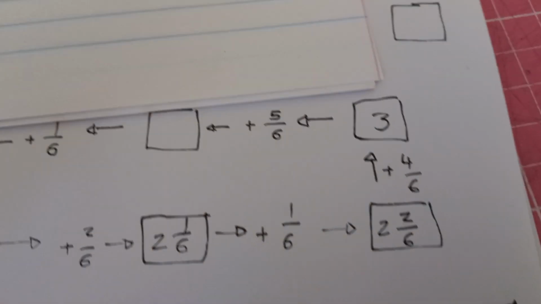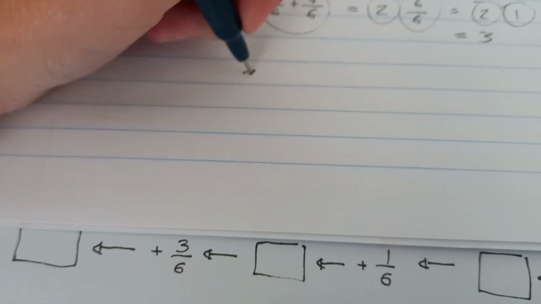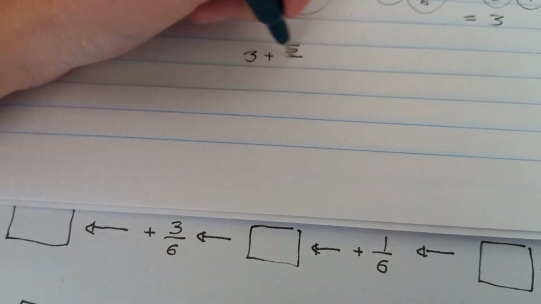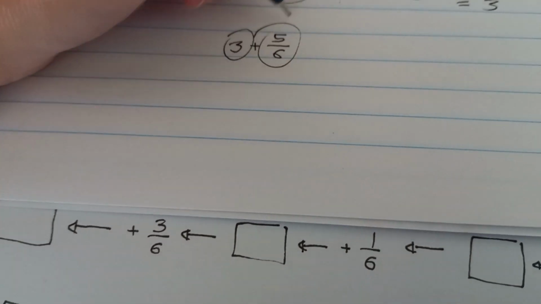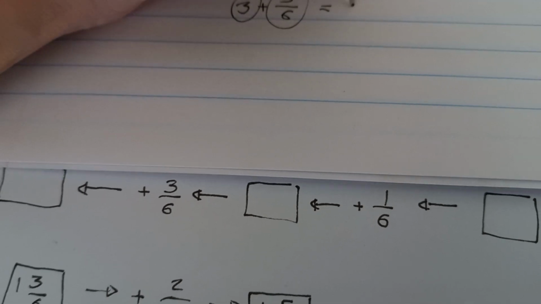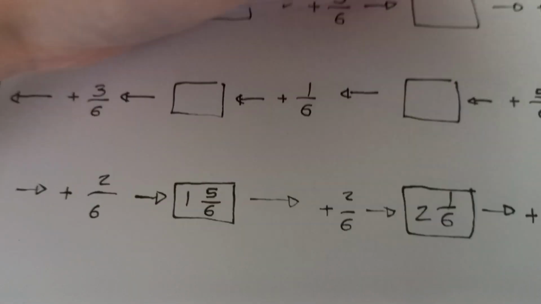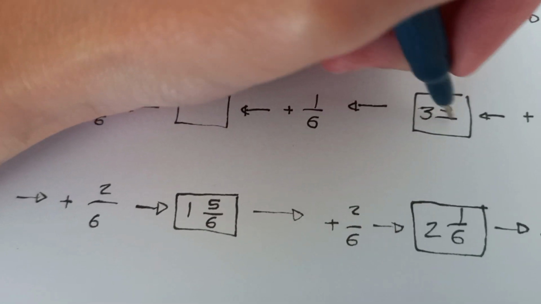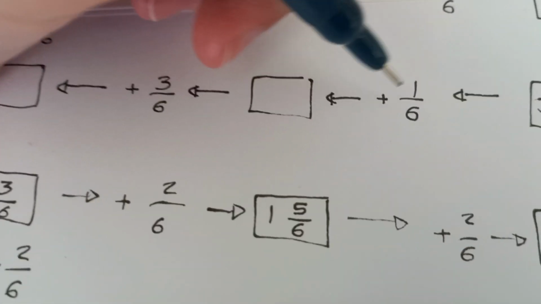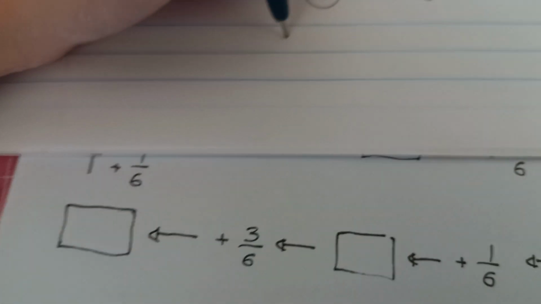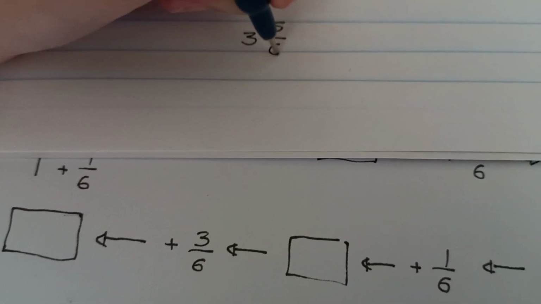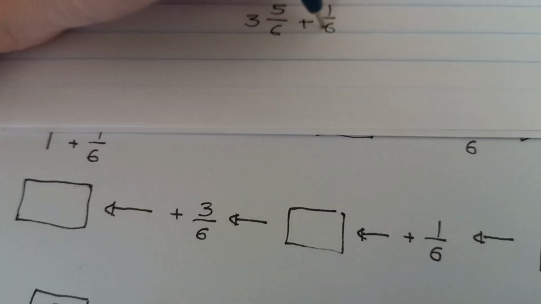So now we have 3 plus 5 over 6. Okay. Again, then they're separate bubbles. They're not really friends, so they're just going to be written as 3 and 5 over 6. Okay. Then we are adding 1 over 6 to the 3 and 5 over 6. So we have 3, 5 over 6 plus 1 over 6.